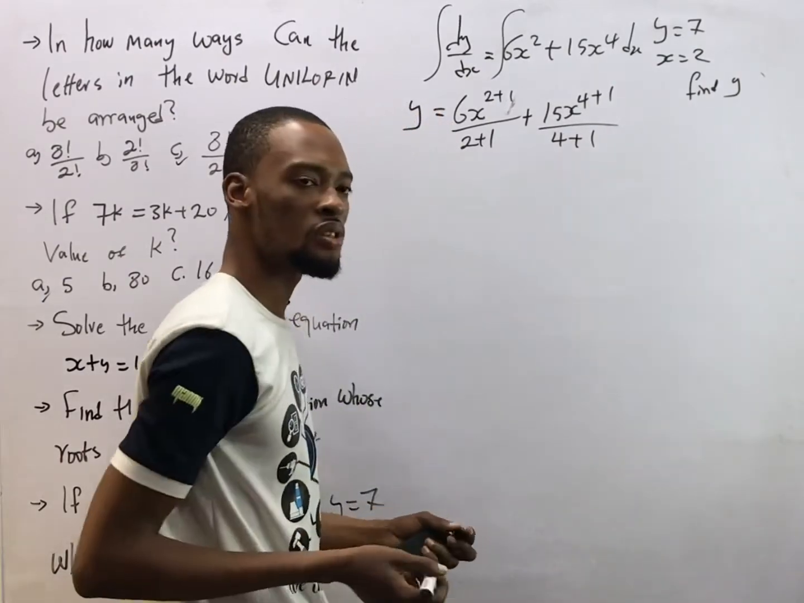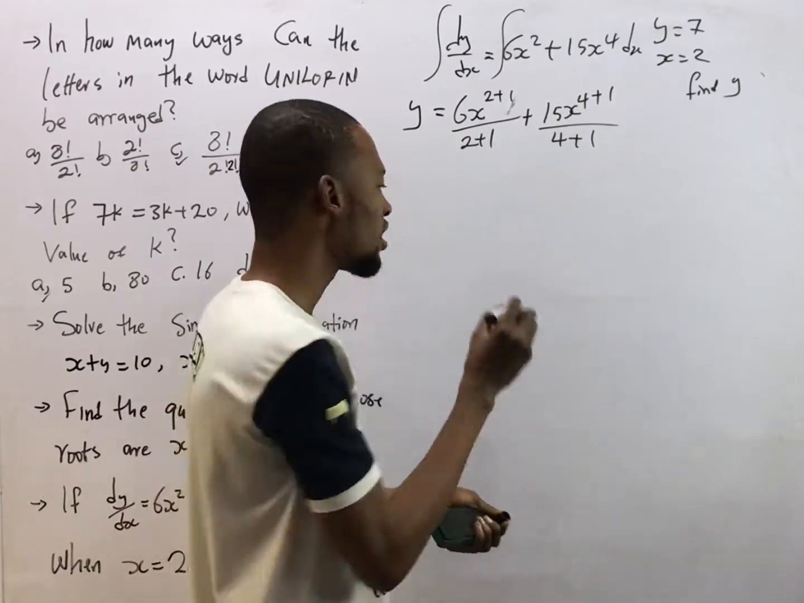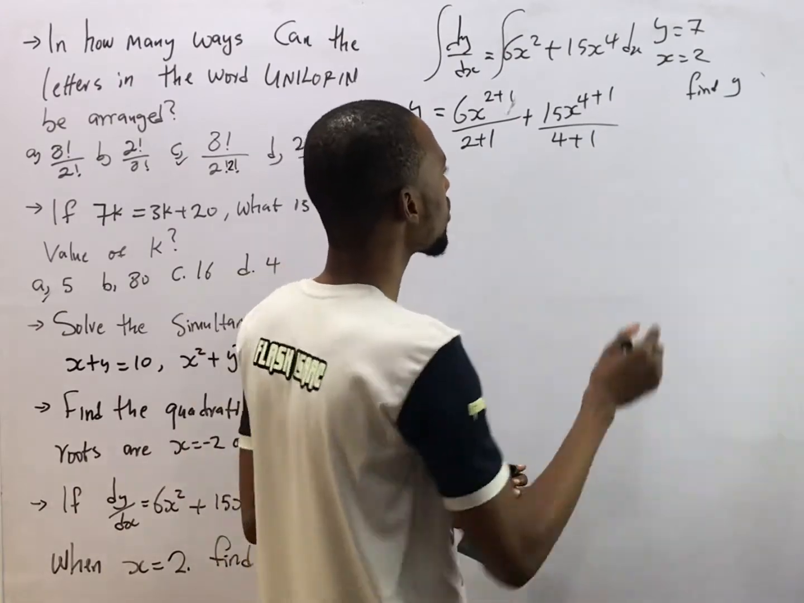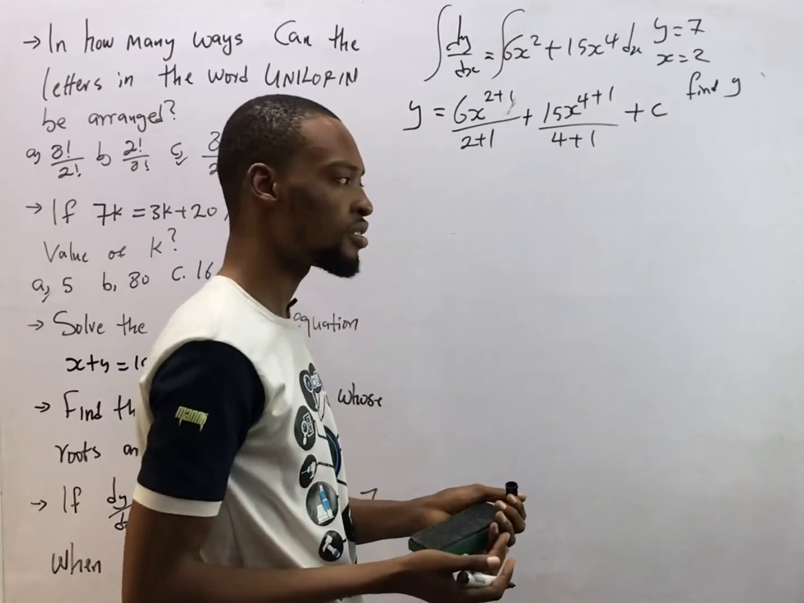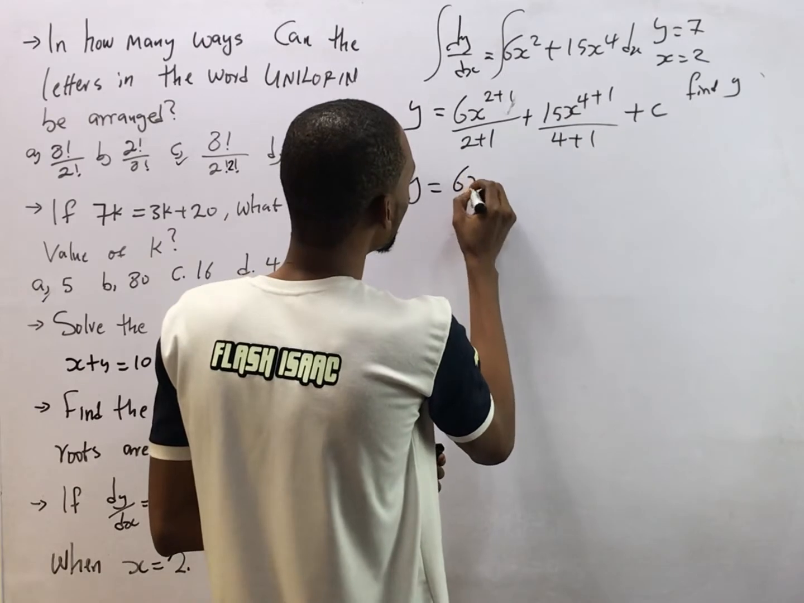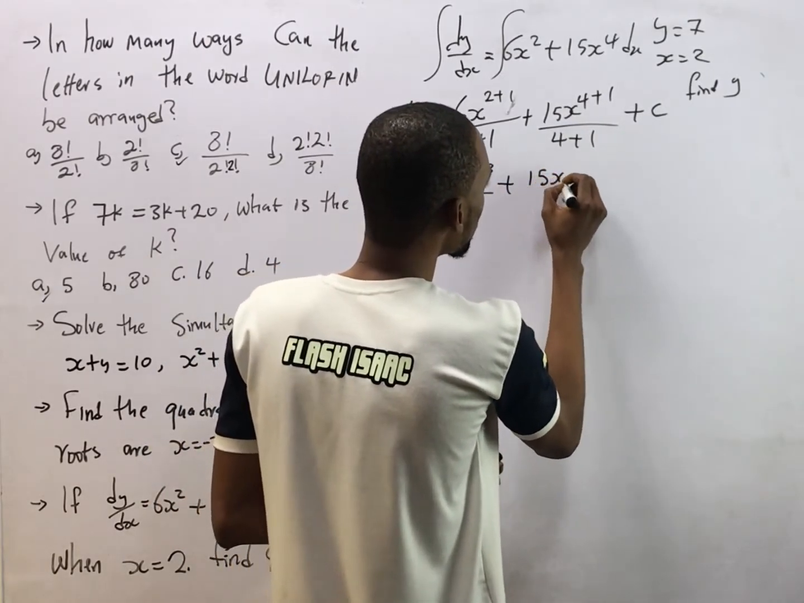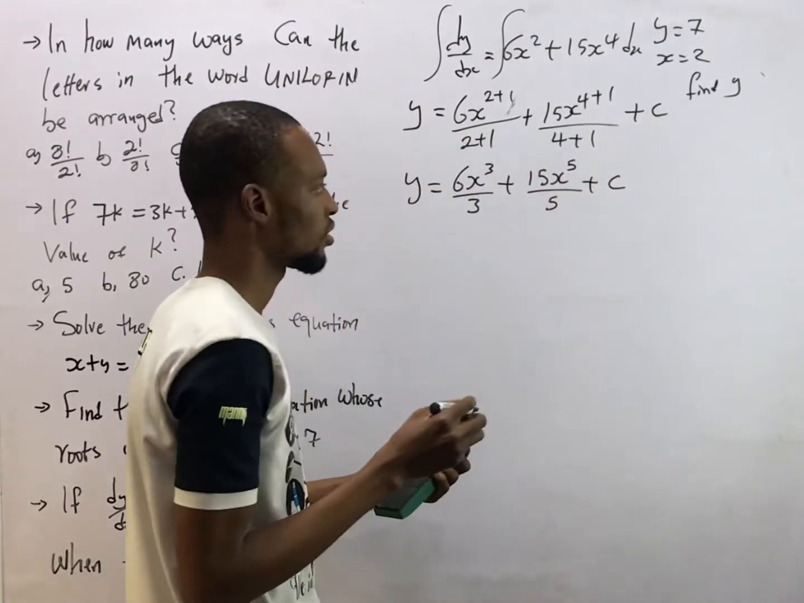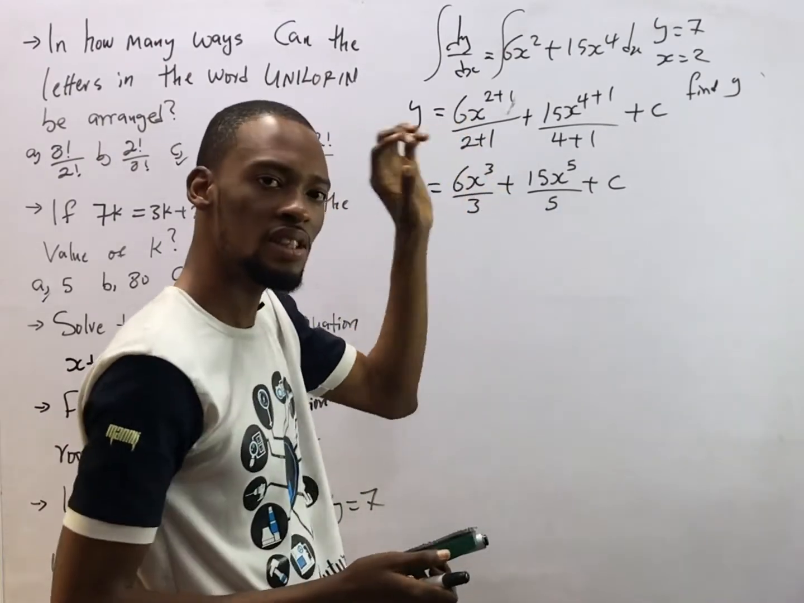Now, during differentiation, a constant is lost, because when you differentiate a constant, like 2, 3, 4, you get 0. So integrating, we put a constant to know what was lost during differentiation. So now this will give us y equals 6s raised to the power of 3 over 3 plus 15s raised to the power of 5 over 5 plus a constant. So don't fail to add a constant when you are integrating if it's not a definite integral.